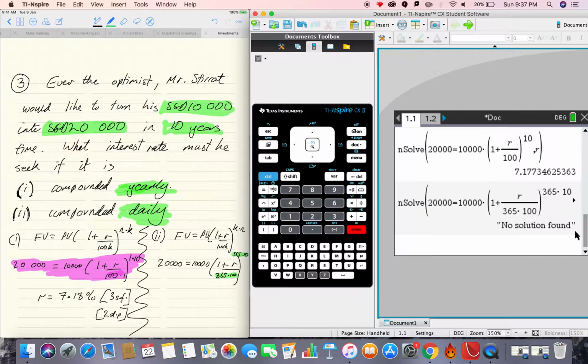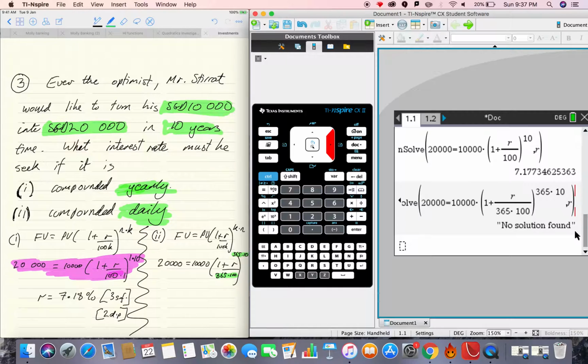It says no solution found. Okay, so I wonder if our calculator is at the limits of its functioning. Anytime nsolve is broken, just check to see if we've entered everything correctly. 20,000 equals 10,000 into 1 plus r over 365 to the power of 365 times 10, correct?